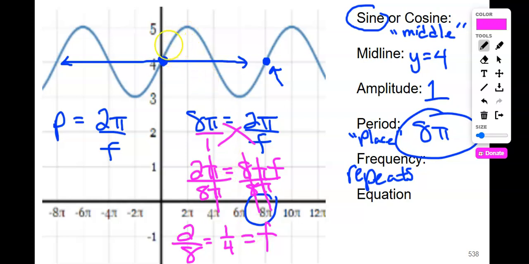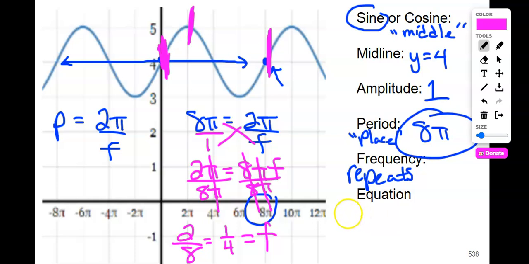We said it was going to be a fraction, right? Remember what that question was. How many times is it repeating between here and here? It hasn't even repeated yet. We knew it was going to be a little number. It doesn't repeat until it gets here. So how many times did it repeat in there? Just 1/4 of a time. Makes perfect sense.